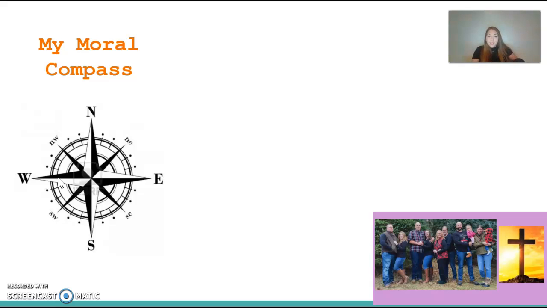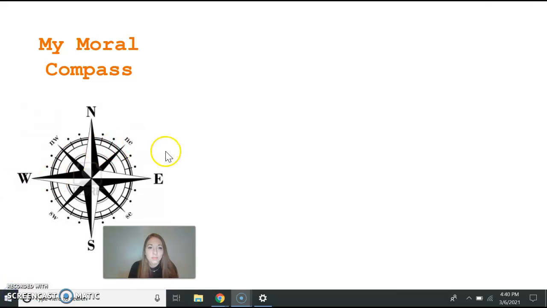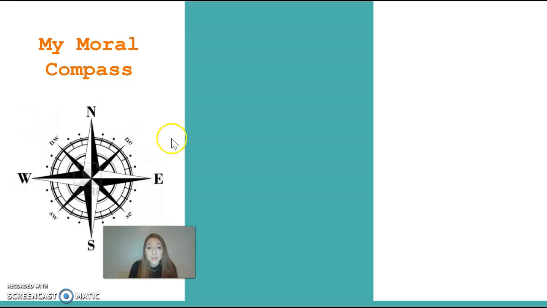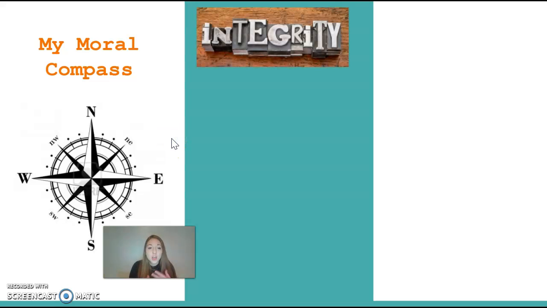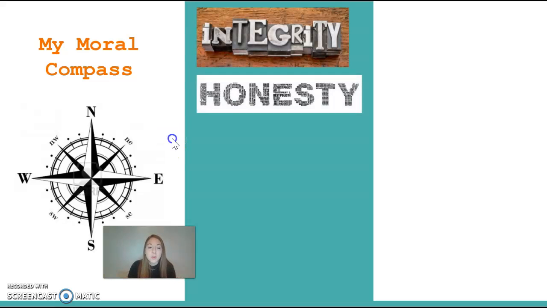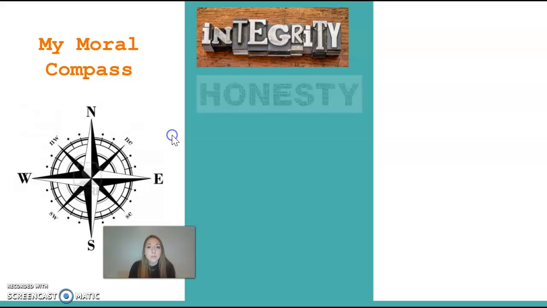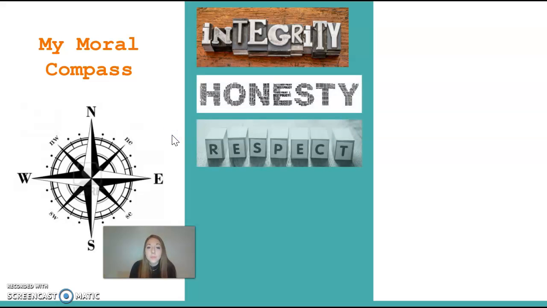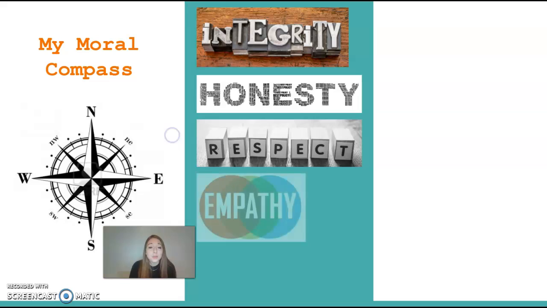My moral compass looks a little bit like this. First off, I just included some traits or characteristics that my values align with. So integrity, honesty, respect, empathy. I believe that you need all of these to be able to have that true north or to help guide your true north.